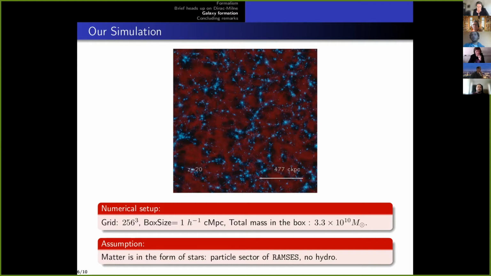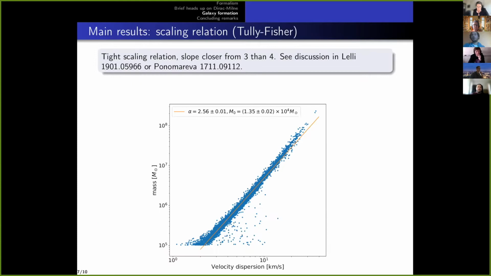Good. Let's move on. So I was telling you some more quantitative results. We run a halo finder on that. We find the halos and we try to look at some characteristics. In particular, we look at the Tully-Fisher relation, the scaling relation, the mass of the halo as a function of the asymptotic velocity dispersion. And we found a typical scaling relation.